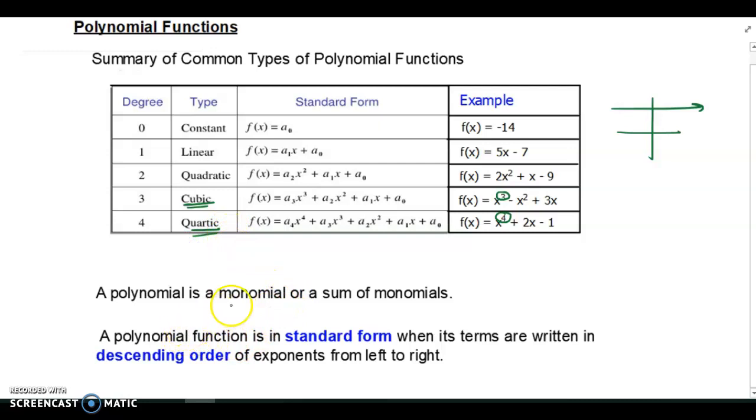Okay, so just know that a polynomial is a monomial or sum of monomials, so as long as each one of these terms is a monomial, we're good. Written in standard form, we write it where the exponents go in descending order, and that's something we do naturally because we've always done it, but do know that that's a thing.